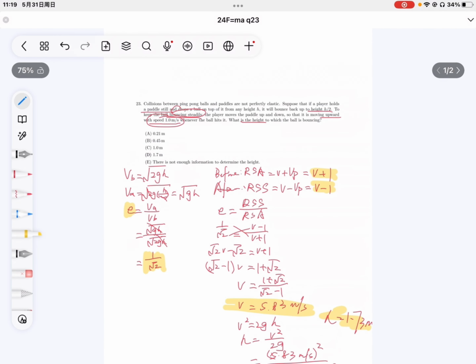And we can look back to the answer choices. The correct answer is D, 1.7 meters.